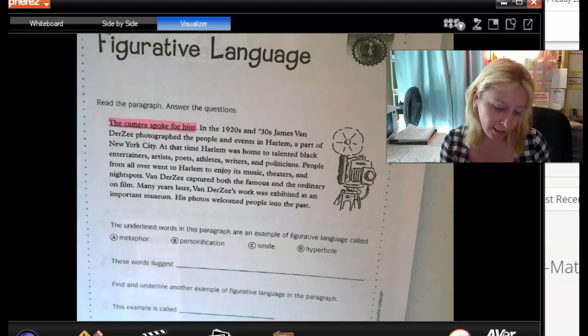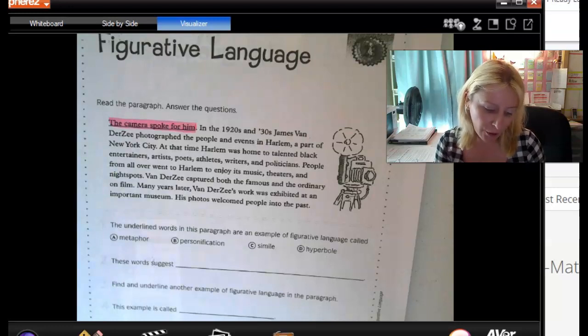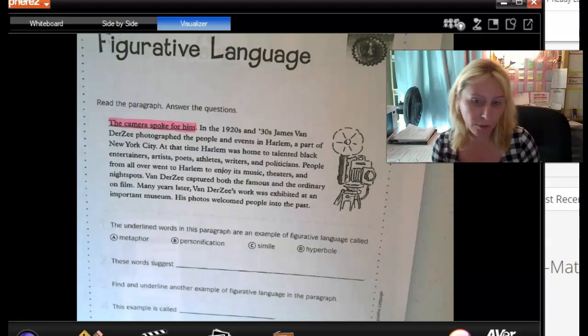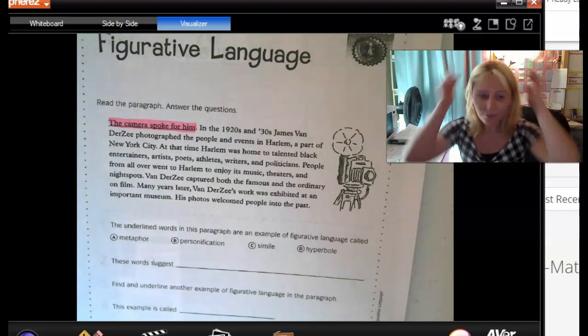In the 1920s and 30s, James Van Der Zee photographed the people and events in Harlem, a part of New York City. At the time, Harlem was home to talented black entertainers, artists, poets, athletes, writers, and politicians. People from all over went to Harlem to enjoy its music, theaters, and night spots. Van Der Zee captured both the famous and the ordinary on film. Many years later, Van Der Zee's work was exhibited at an important museum. His photos welcomed people into the past. That doesn't sound like that's possible either.